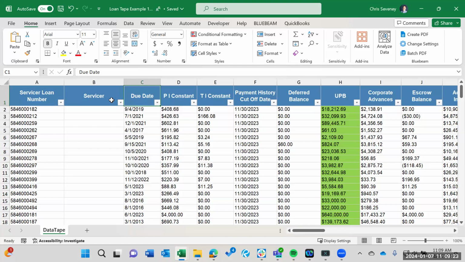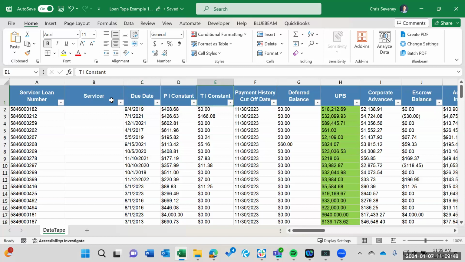PI constant. This might be shown in kind of different terminology. PI is principal and interest. So you might just see it as P and I, or it might be principal and interest. PI constant is another term. This is the amount of the payment that goes towards the principal and interest.